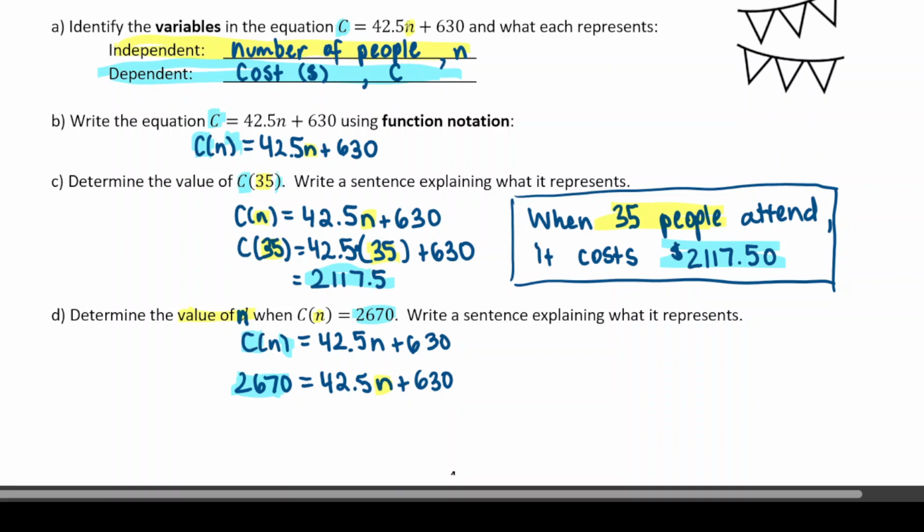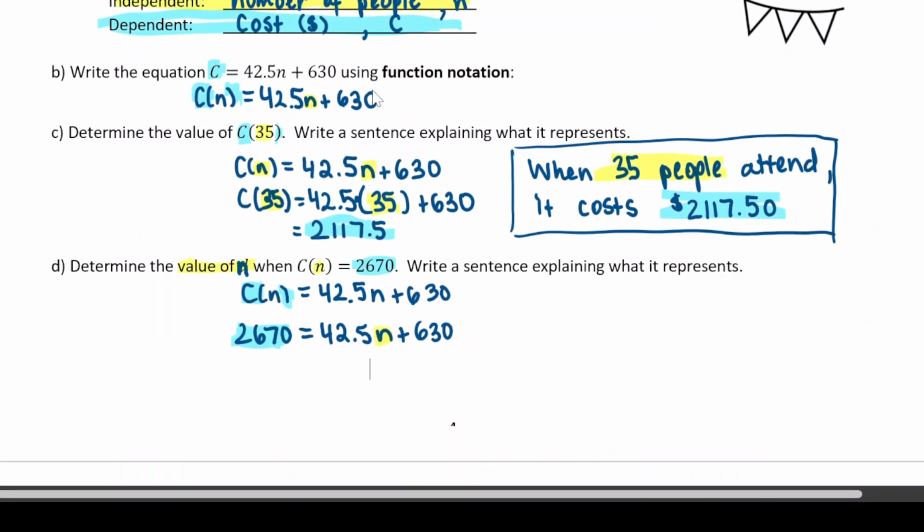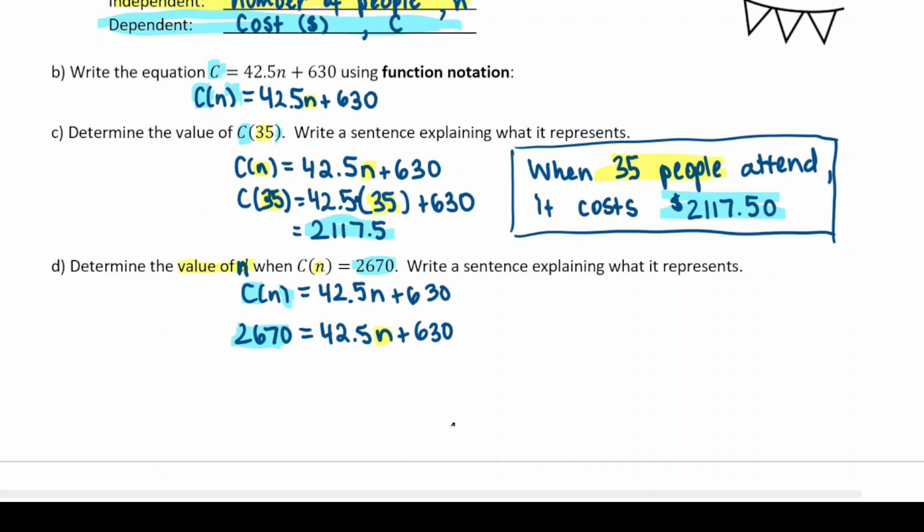So when we don't know the independent variable like this, it's within the equation, I need to use some algebra, some opposite operations to solve for it. I need to work backwards. When we're working backwards, we need to go in the opposite order of BEDMAS. So I'm going to start by subtracting, the opposite of adding there. Remember the golden rule in algebra, what I do to one side, I must do to the other to keep everything balanced. So that gives me 2,040 is 42.5 times n.